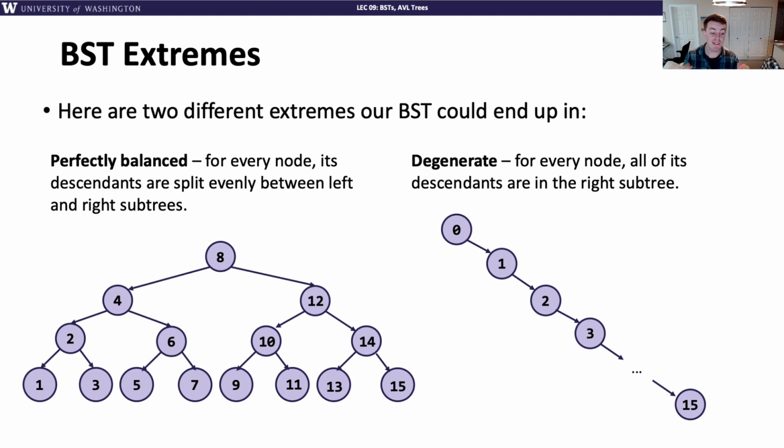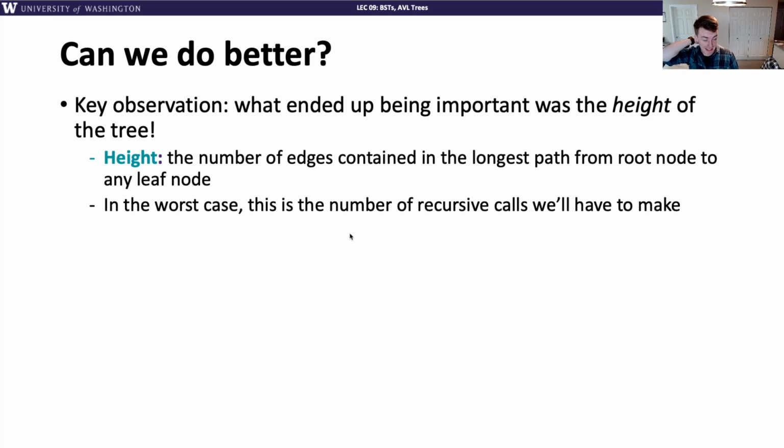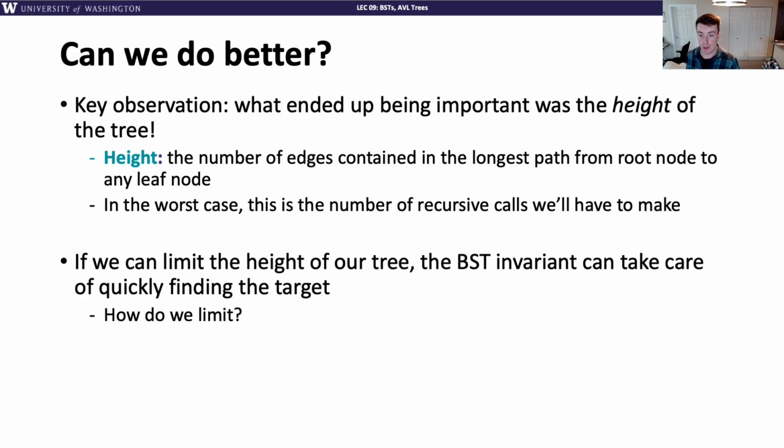Both of these trees have n nodes in total, but the perfectly balanced tree has a smaller height than the degenerate tree. So my argument here is that what ends up determining the runtime of your binary search is the height of the tree overall. The height both describes that degenerate case and that perfect case. So in the worst case, when we're trying to find a key that's not in our tree, then the runtime is going to be proportional to the height of the tree.